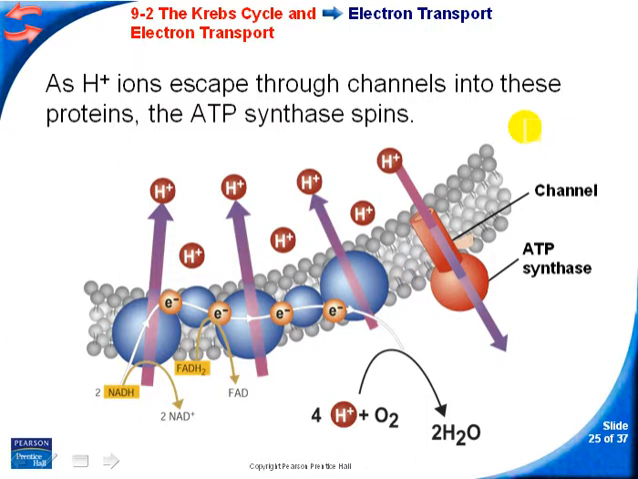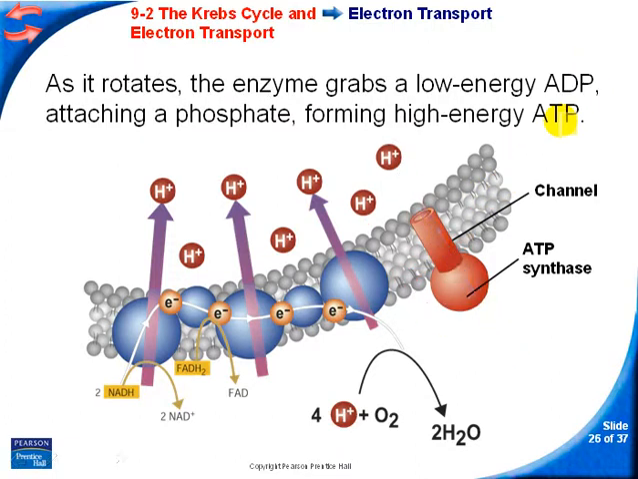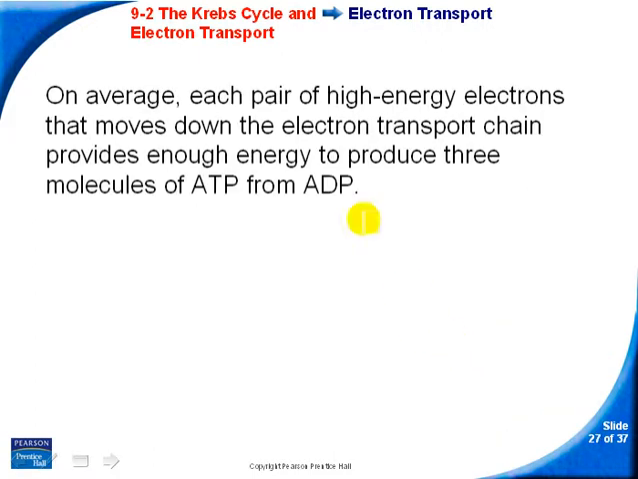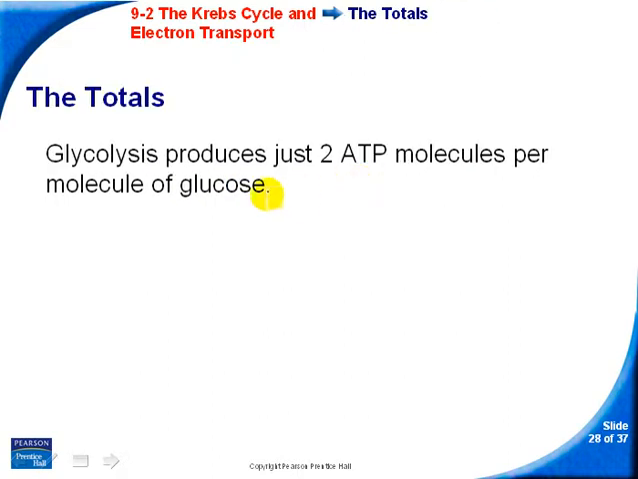They end up going through the ATP synthase, which causes the ATP synthase to turn. And as a result of that, it'll change ADP into ATP. There's a typo on the slide right there; that should say ADP. We have a lot of high energy electrons, and each one can produce 3 molecules of ATP.